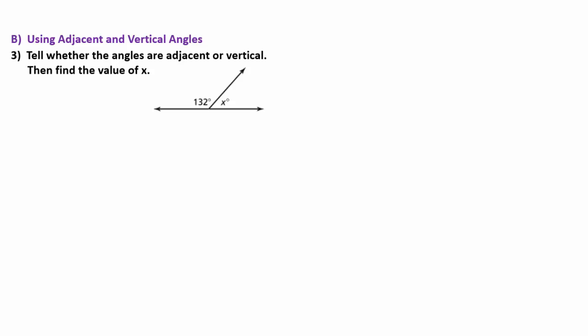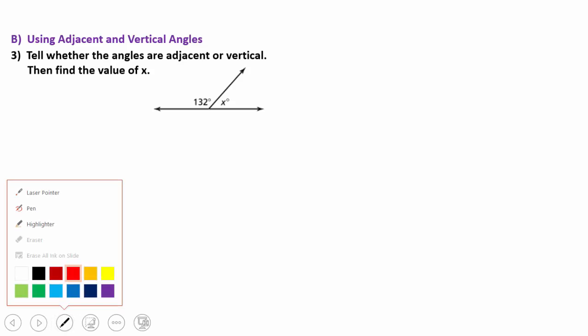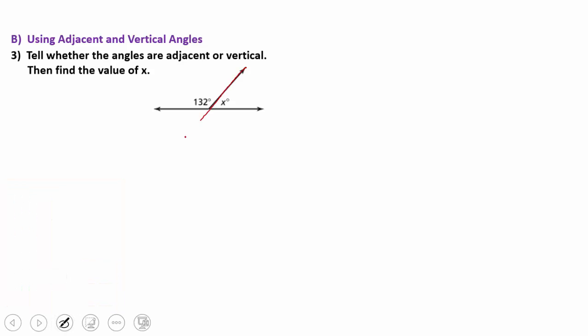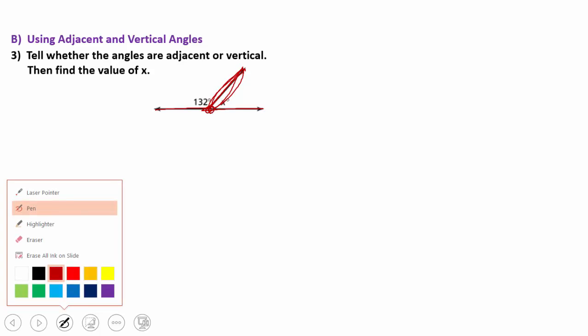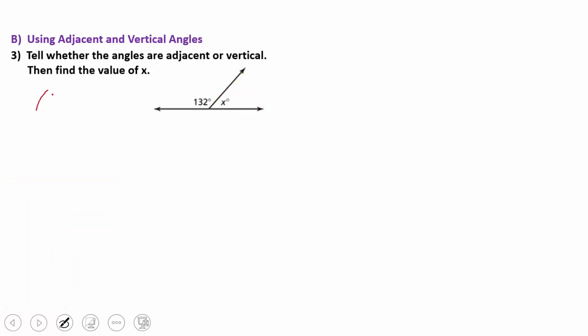the value of x. So the first thing I'm going to do is decide, are these angles adjacent or vertical? And I notice right now, I do not see intersecting lines. There's nothing intersecting. This line here does not go all the way through. So that means the only thing I can have is adjacent, because I have two angles, one here, one here. They're sharing a side and a vertex. So right now I'm going to call these, I'm going to erase that because I don't want to. These are adjacent angles.